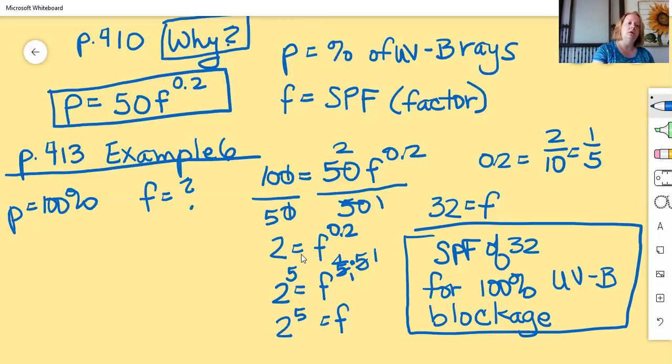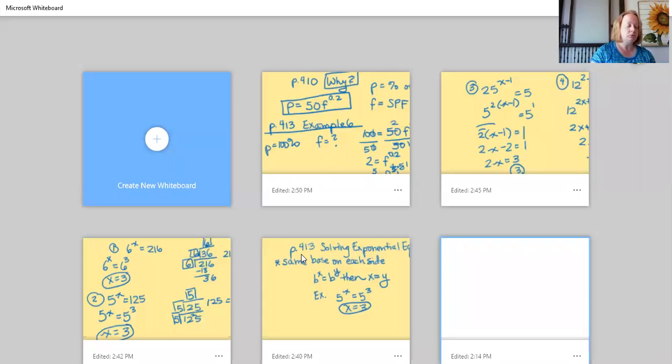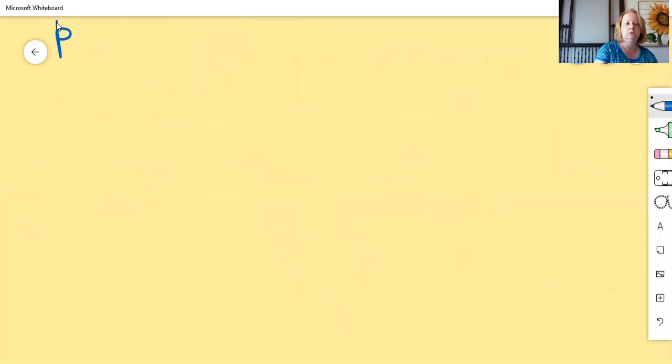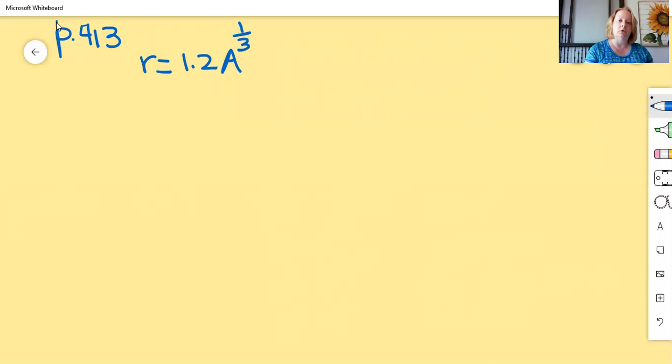All right, let's try another one here. We're going to talk about chemistry. I'm looking at the bottom of page 413, the guided practice there. The radius R of the nucleus of an atom of mass number A is R equals 1.2 A to the 1/3 power. Find A, if R equals 3.6 femtometers, and that's just a label here.